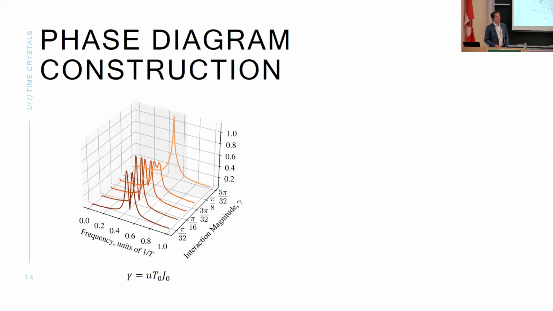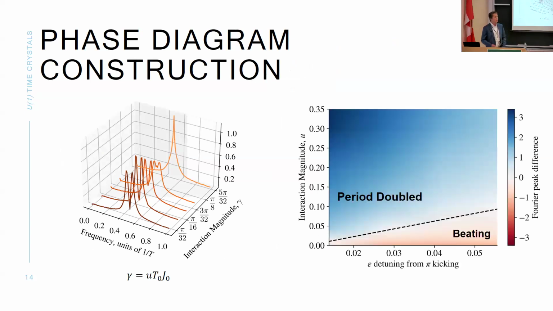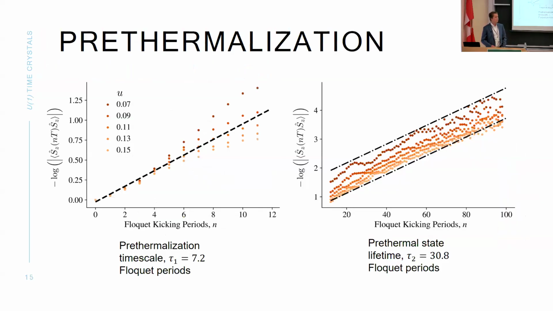And just by taking the difference of the height of the beating peaks versus the period doubling peaks, we're able to numerically construct something that looks like a phase diagram. In blue, we have areas where our interactions and detunings conspire such that we are period doubled, so we're most likely time crystalline. And in the red area, we are beating. Our interactions weren't strong enough to move us into the many-body time crystalline state of matter.